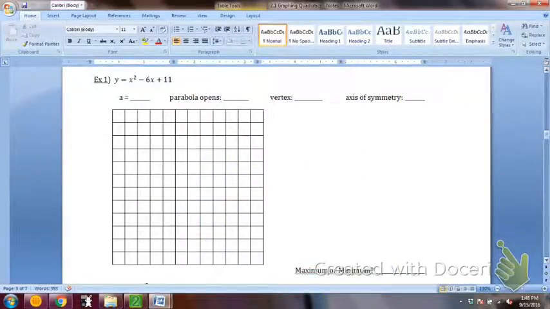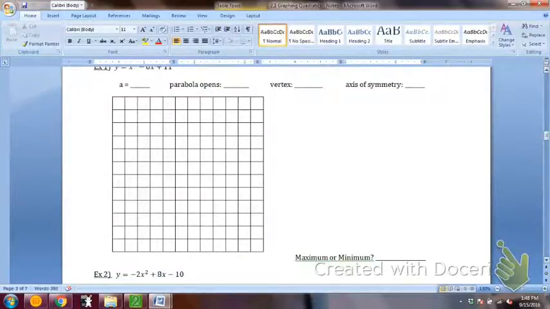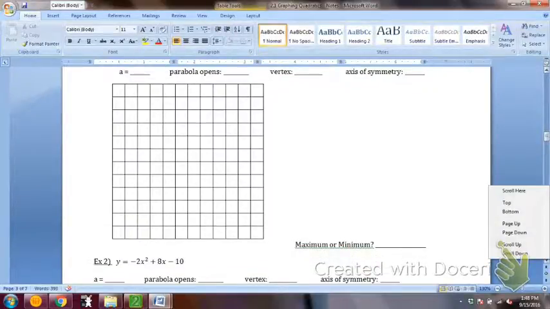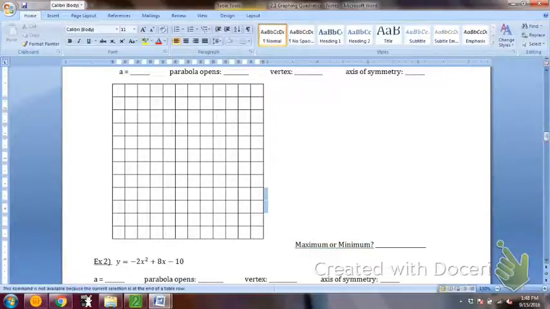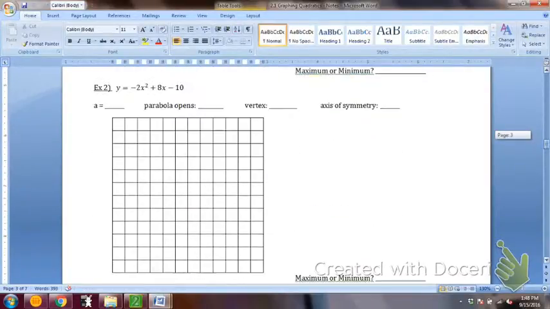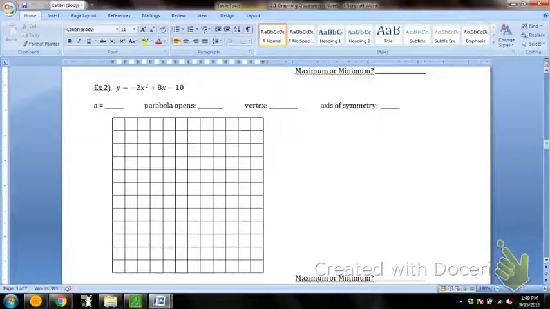Okay, we're going to do the exact same thing. You can go ahead and start. If our A value is negative, is our parabola going to open up or down, Patrick? Down. Good. Remember to find the vertex. We start with the opposite of B over 2A. If you need to label your A, B, C, that's fine.